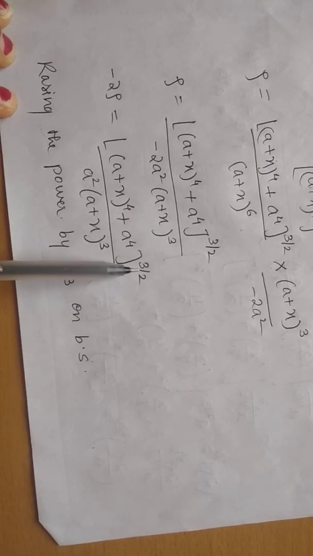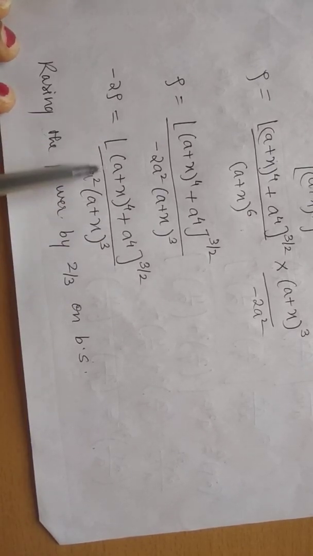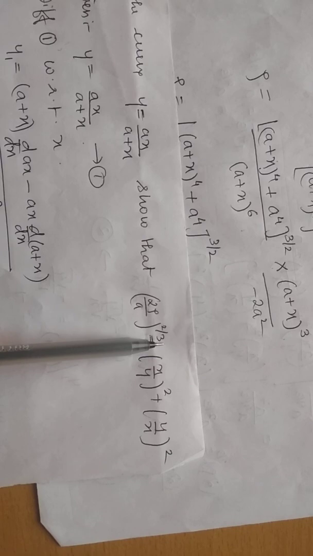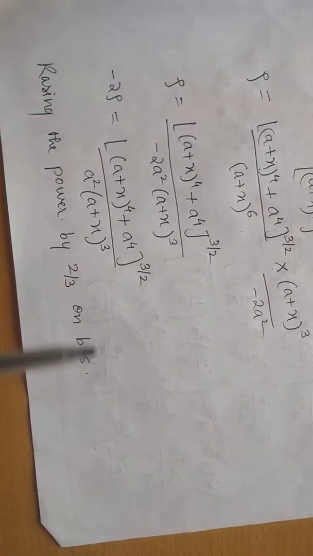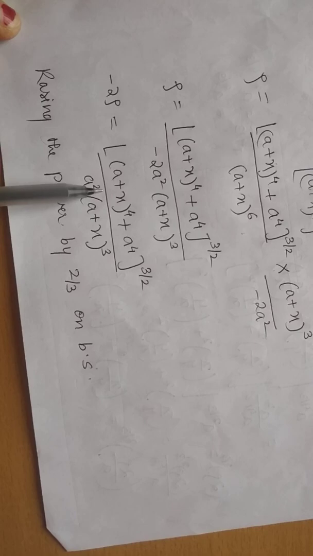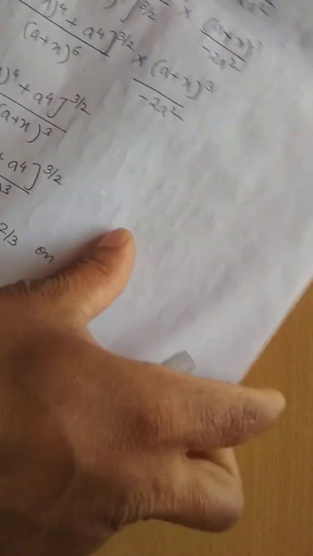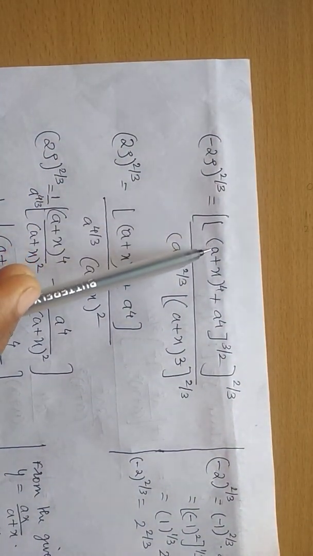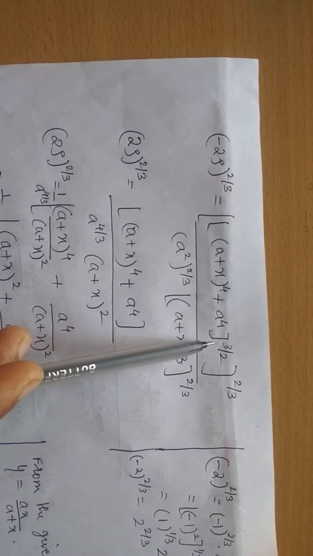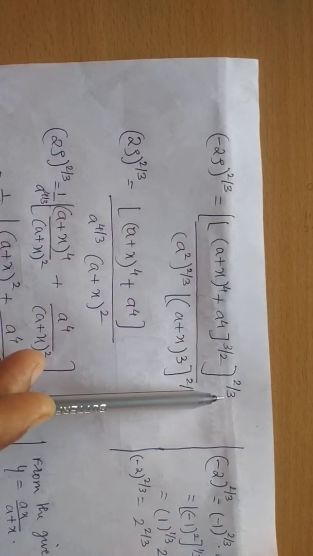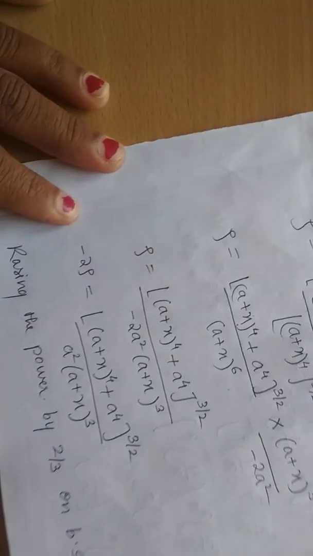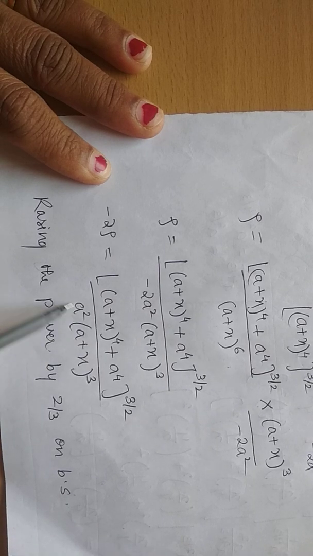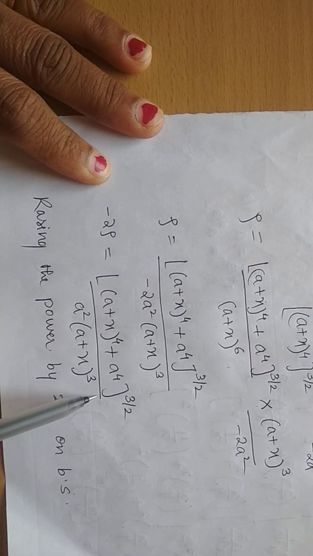I don't want this 3 by 2. If I have to remove this 3 by 2, I'll raise the power by 2 by 3. As a clue to remember, I require 2 rho raised to 2 by 3. So I will raise the power on both sides by 2 by 3. So this becomes minus 2 rho raised to 2 by 3 into a plus x raised to 4 plus a raised to 4, raised to 3 by 2, whole raised to 2 by 3, upon the denominator, where there is a multiplication. Separately the power will be raised to this and to this: raised to 2 by 3 and raised to 2 by 3.